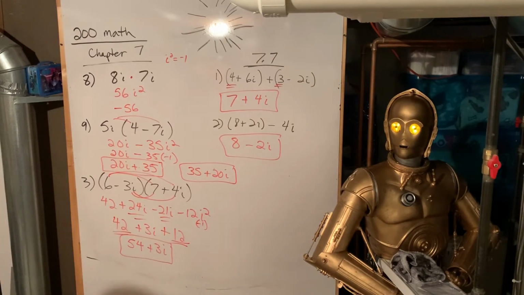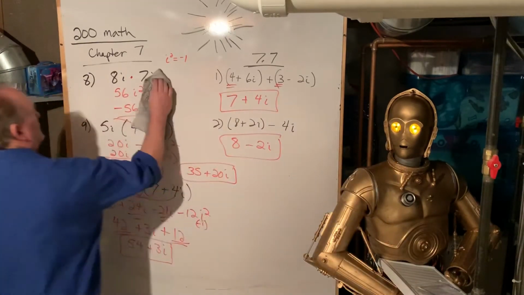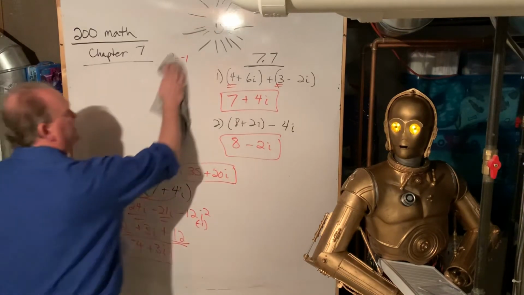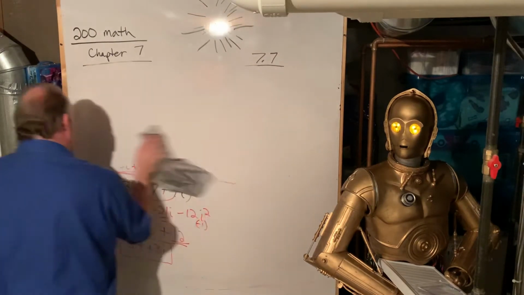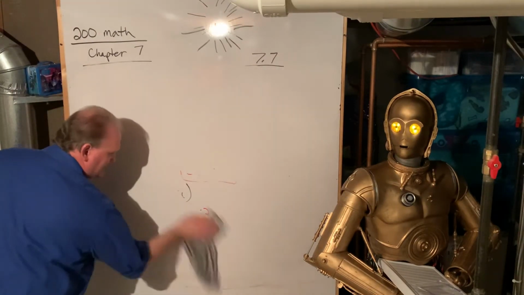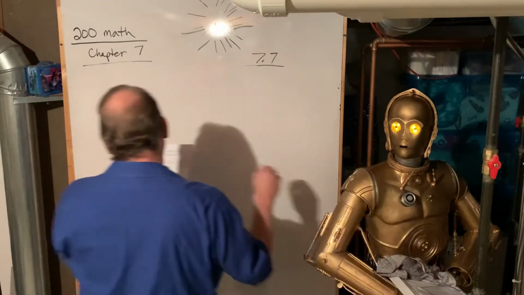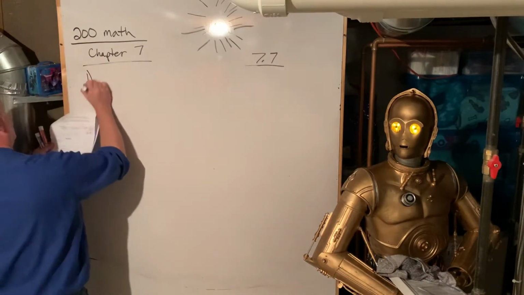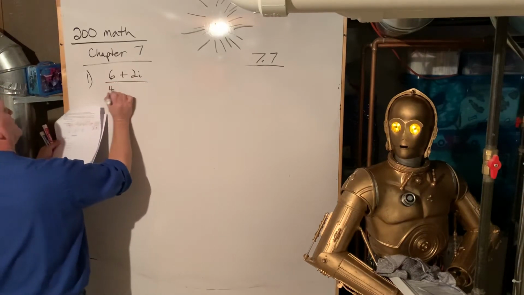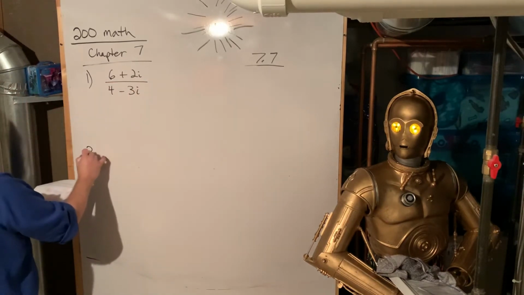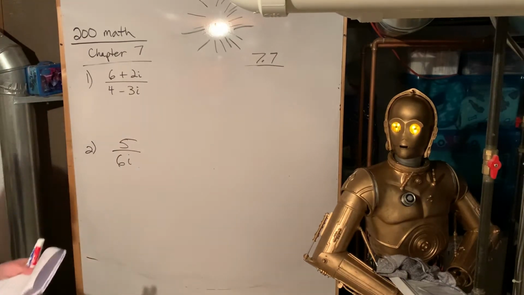Okay, well then let's look at how we fix it if they're on the bottom. Just like how we rationalize the denominators with square roots and cube roots, we can fix it so there's no imaginaries in the denominator. So here, let's look at two examples of this. We've got 6 plus 2i over 4 minus 3i. And then the other one is 5 over 6i. Let's do the second one first. Let's do these out of order.